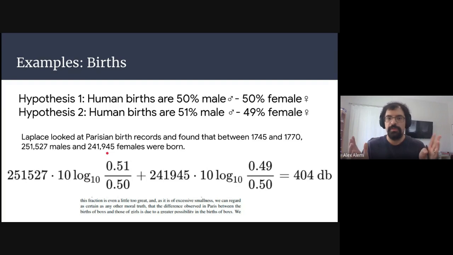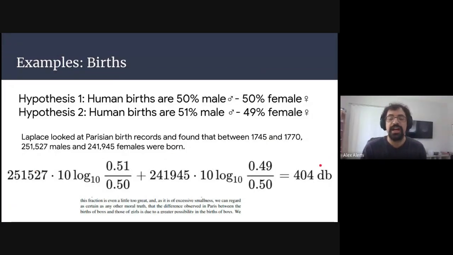Let's compute the weight of evidence. Let's just add them up. The weight of evidence if you observe a male human birth for hypothesis 1 over hypothesis 2 is just this, 10 log 10, 51 over 50. The weight of evidence if you observe a female is 10 log 10, 49 over 50. And then add them up. Our beliefometer moves around. After all the observations, what happens? We are 404 decibans to the right.